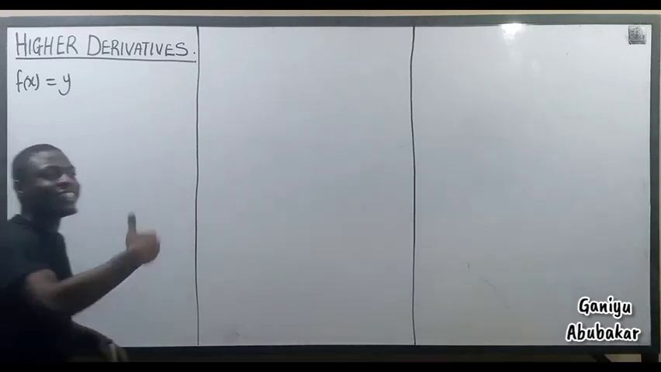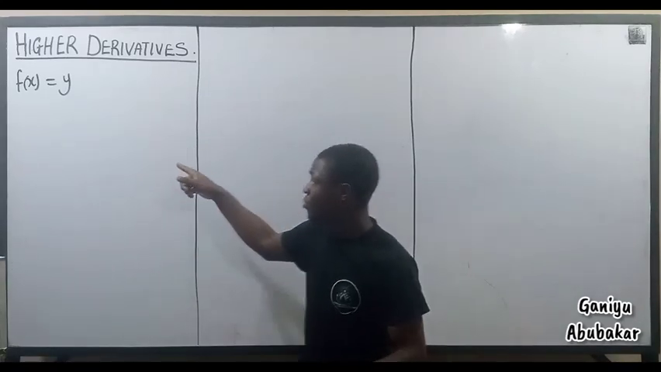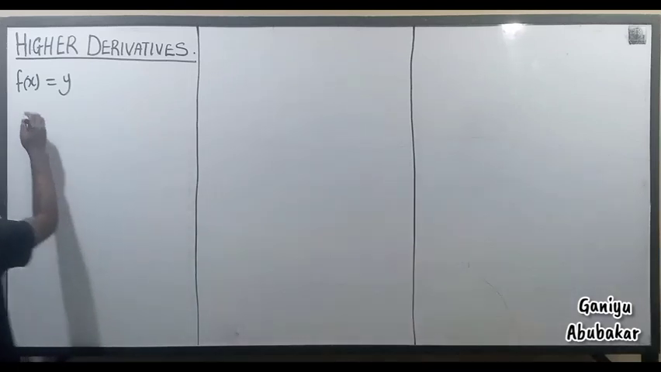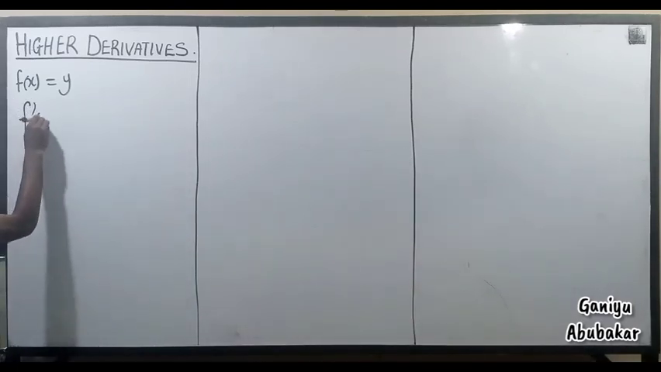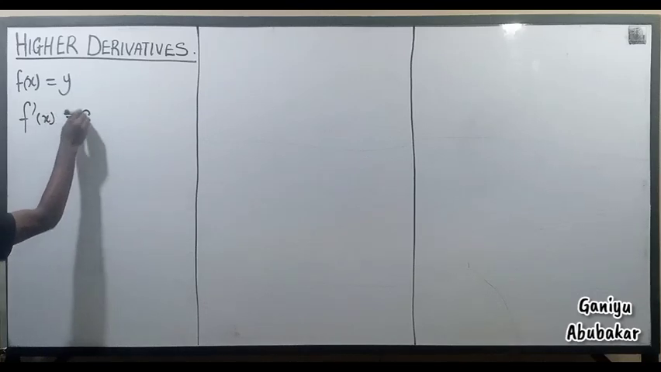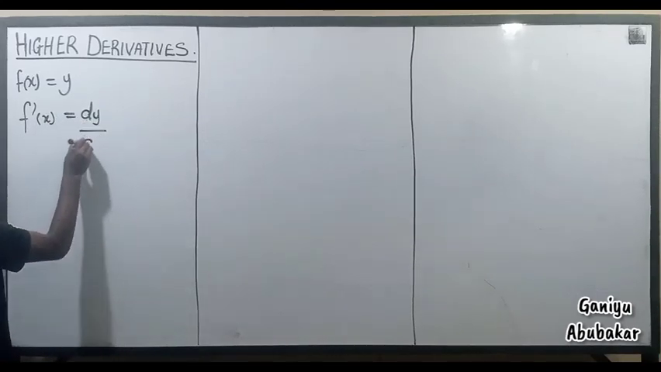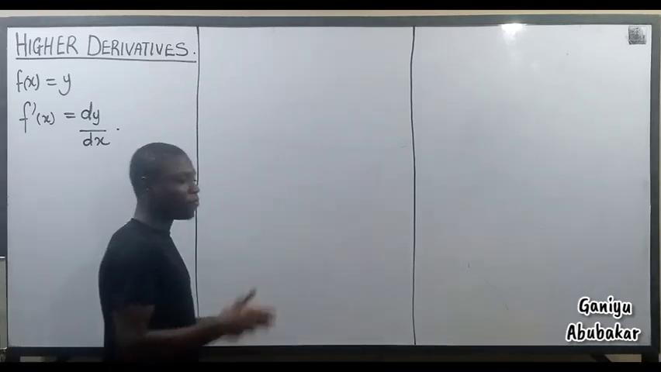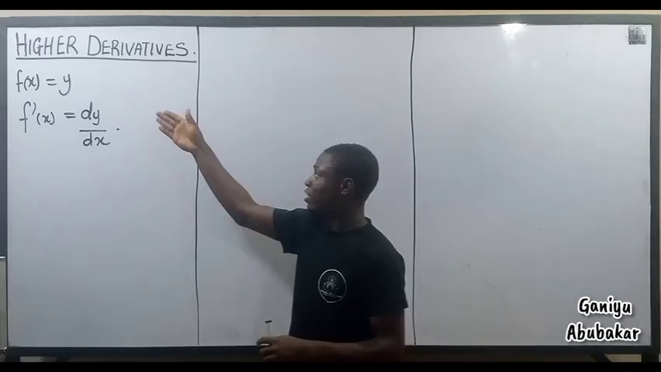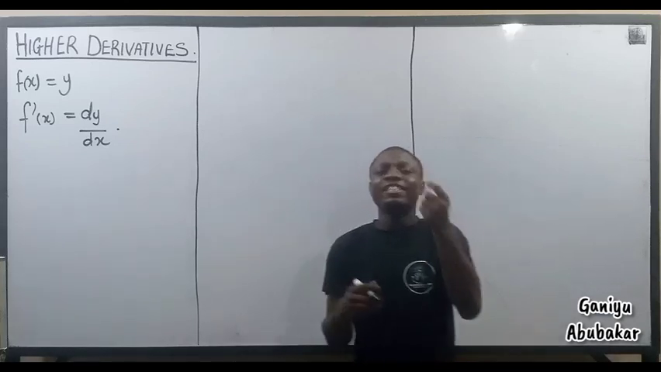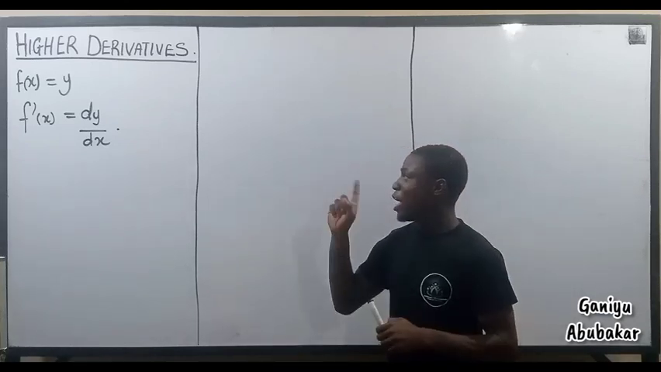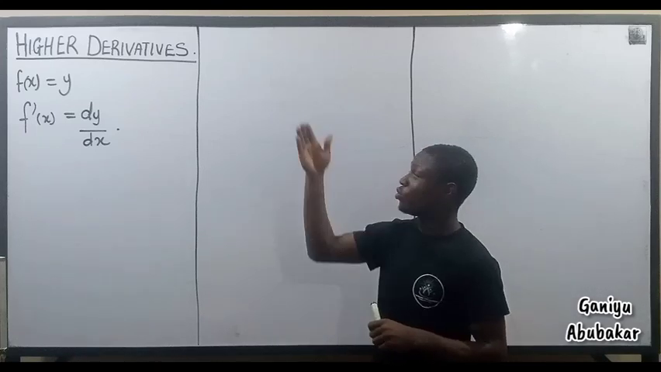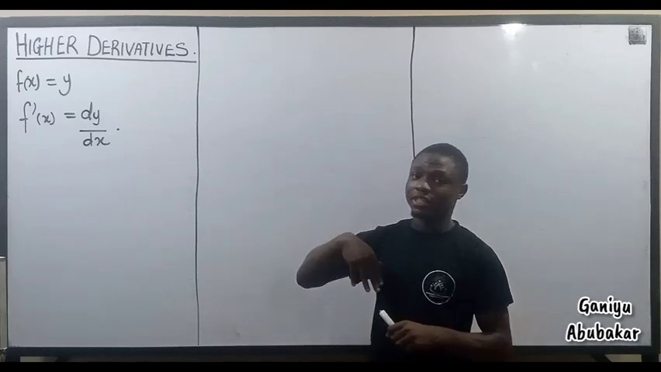The first derivative of this function becomes f prime of x, which is equal to dy over dx. So given a function in terms of x, that is f of x is equal to y, the first derivative becomes f prime of x, which is equal to dy over dx.